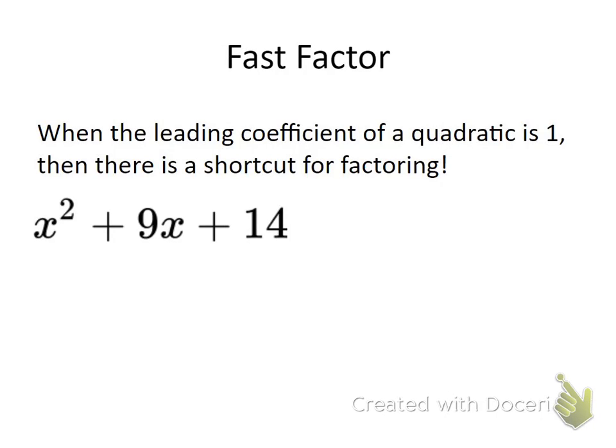So, fast factor. You don't have to write this part down yet, but just know, when the leading coefficient of a quadratic is 1, then there is a shortcut for factoring. So when our leading coefficient is 1, we're going to be able to do fast factor. We're going to have a shortcut, okay? But you can only do it if the first coefficient is 1. So if this is like 3x squared, you couldn't do it. If it was 10x squared, you couldn't do it. You could only do it if the leading coefficient is 1.